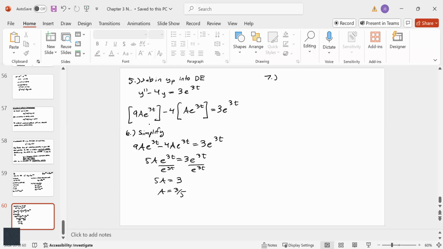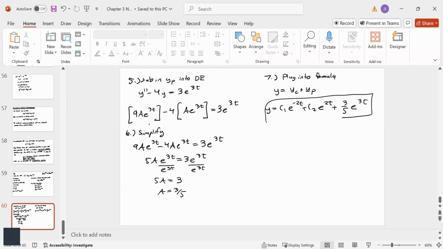So then step 7 is your final solution. So plug into the formula: y equals yc plus yp. So then y is equal to C1 e to the negative 2t plus C2 e to the 2t plus 3/5 e to the 3t. And that is our non-homogeneous solution.